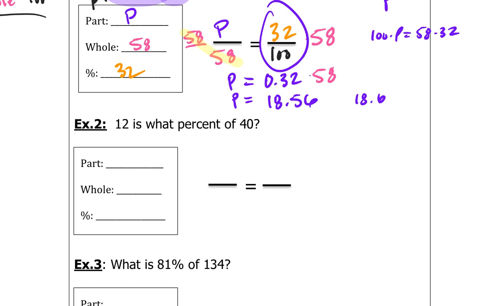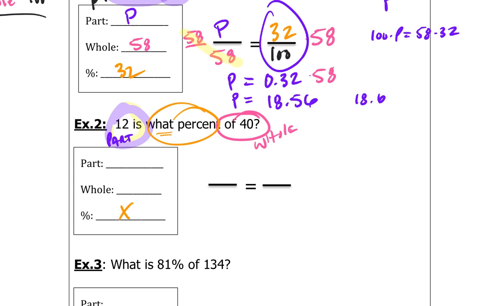We're going to identify what we have. Again, we're going to circle things. We're going to say "is" is always attached to the part. Well, there it is. It's attached to the part right there. Okay, so that's the part. We're going to say the "of" is always attached to the whole. There it is. This is our whole. And when we're looking for the percent, oh, look, we don't know what the percent is. That's what the word "what" is. So we don't know that. We're going to put an X there.